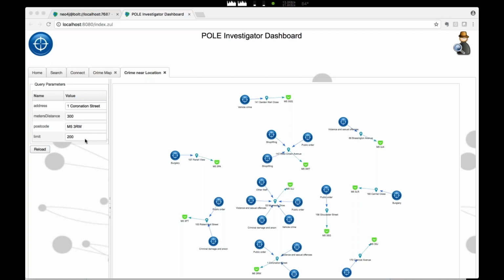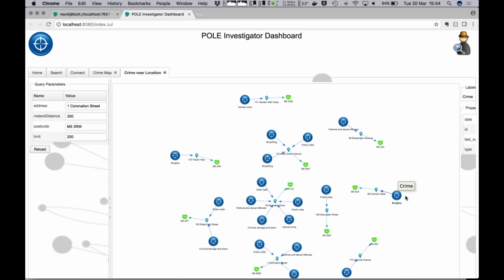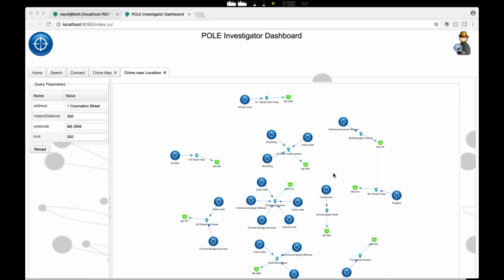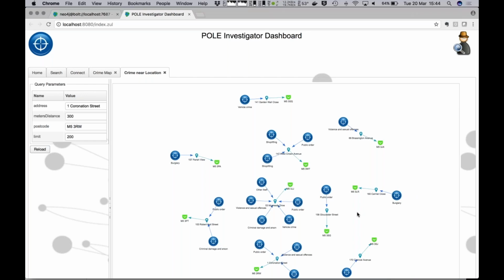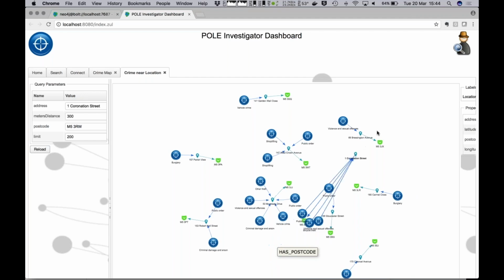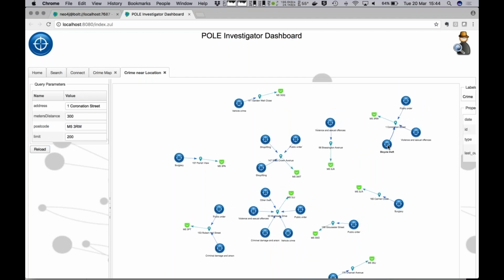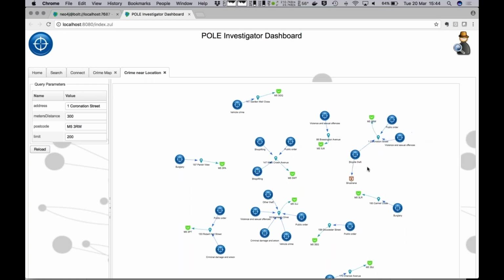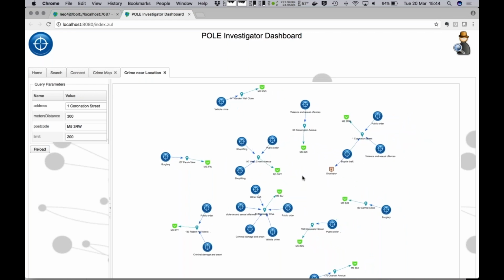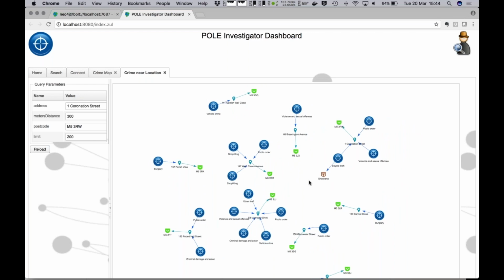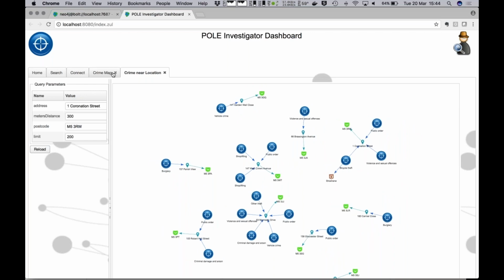So rather than having to write Cypher, edit Cypher, this is a way of providing a front end for people to enter in the parameters they're looking for and then be able to get the results back. So if we look on here, Coronation Street is here. We can pull that around as we want to. We can click through it just like we did in the browser to start to see some of the other nodes that are associated with it. So a nice way of giving someone the ability to investigate the sorts of crimes that are happening around a particular location.